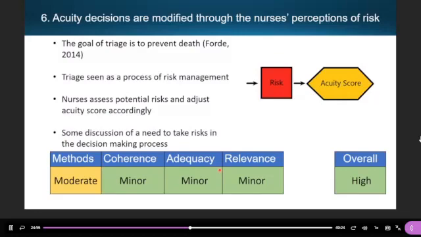However, when they assessed these risks, they were adjusting the acuity scores, but they were also adjusting them for the potential risks, the risks that weren't necessarily there, but could be. They also felt a need to sometimes take risks in the acuity decision-making assessment in order to accurately assess patients and to ensure flow.